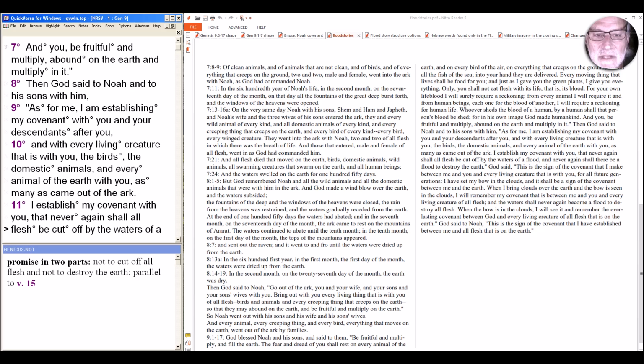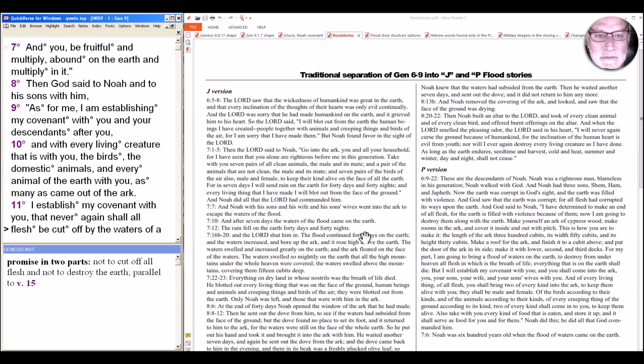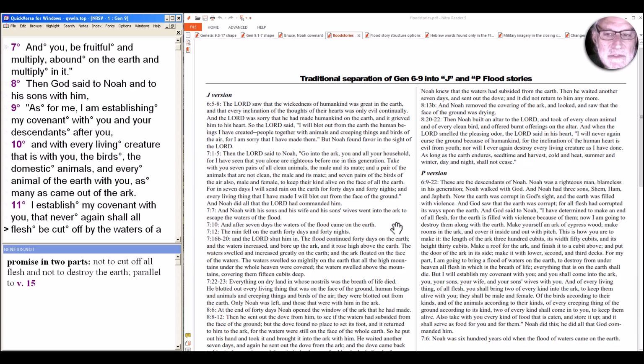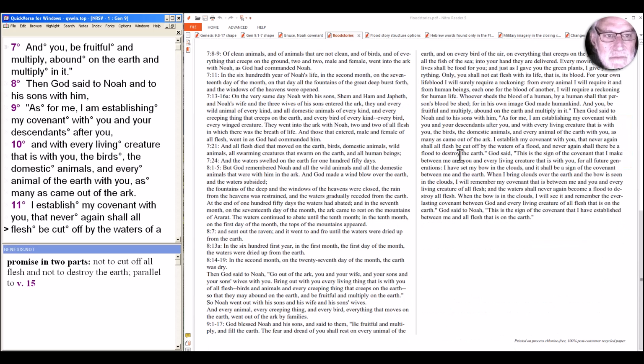But here on the right side of the screen is the traditional breakdown of chapters 6 to 9 into their J, or as they're called sometimes now, non-P and P flood stories. And so we saw that the J version, which is of course embedded as we have it in the Bible together with the P version, but when you separate it out, it ends with 8:20 and 22, the question of sacrifice, and the P version we're on here ends with this section 9:1-17, which we're looking at in two pieces. So that's one aspect of what we've been looking at all along.